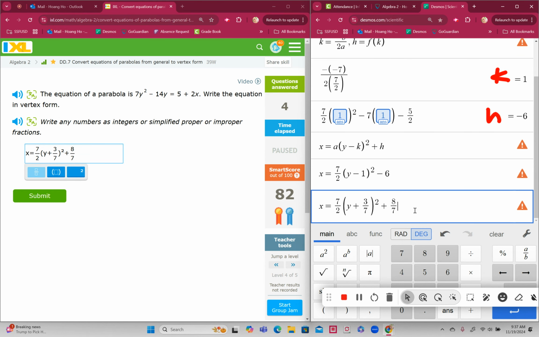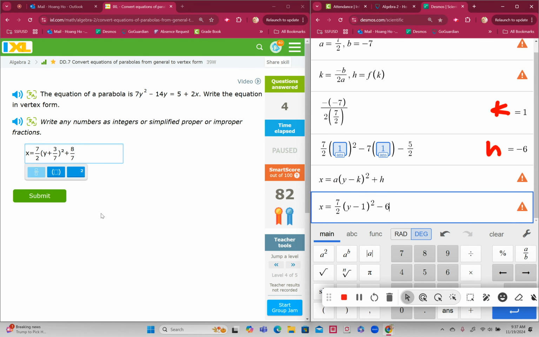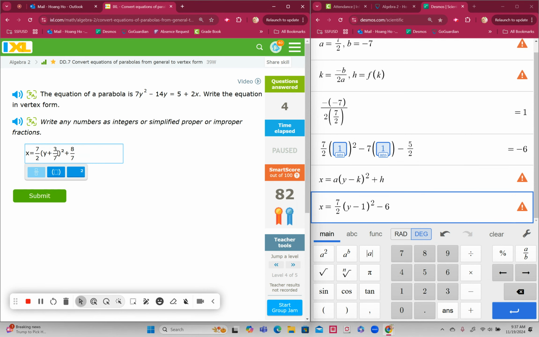So let's go and change the answer over here. This becomes negative 1. Let's change that to negative 6 first, and inside I change it to subtract 1. Now I can test my answer using a graphing calculator.